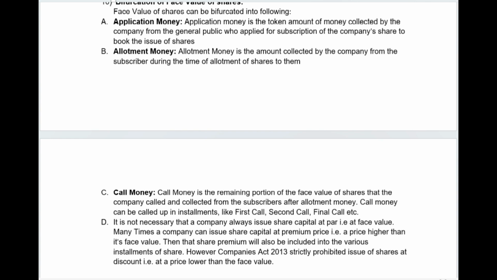However, previously, in the case of companies that do not have much value for their shares, or in the case of a new startup company, they were allowed to issue shares at a discounted price, that is, a price lower than the face value, to attract the purchaser or the subscriber. But nowadays the Companies Act strictly prohibits the issue of shares at a discounted price.